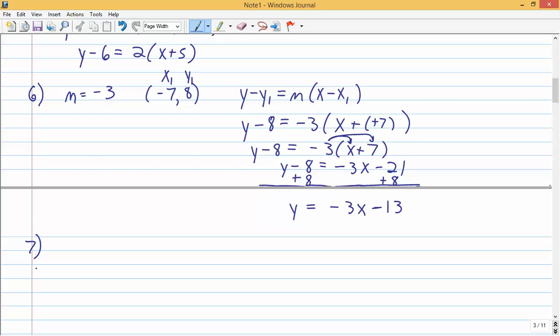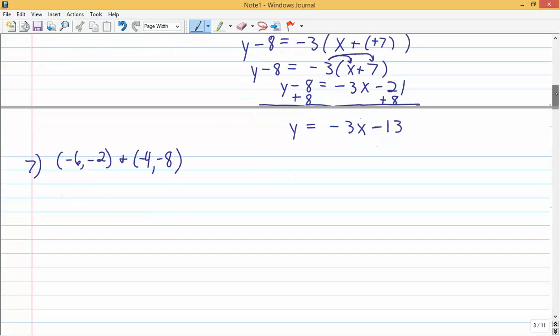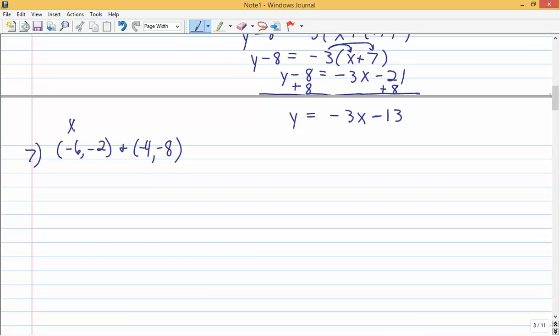Alright, problem number 7. We're not given the slope. We have the same directions as number 6, but you are given 2 points: negative 6, negative 2, and negative 4, negative 8. Since we were not given the slope, the first thing that we have to do is figure out the slope. Label your points.